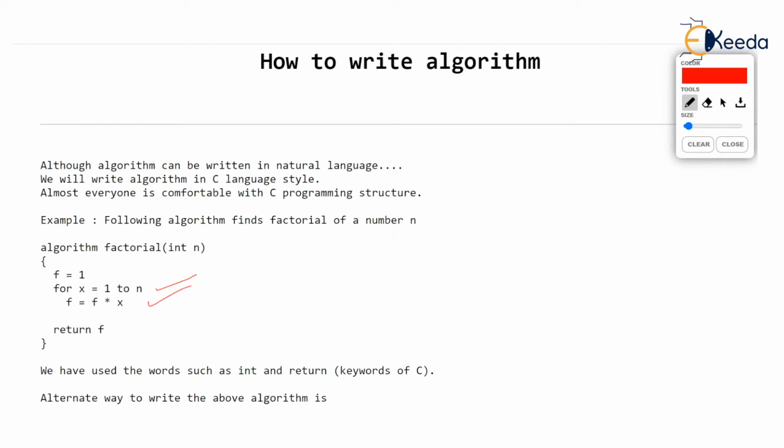And the last line is return f. Now return is definitely C-like, isn't it? This is a C statement which returns the value of f to the calling function or to the calling program. So this is how we are going to write the algorithm.